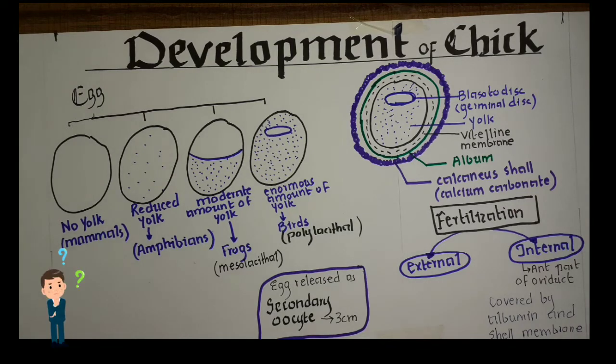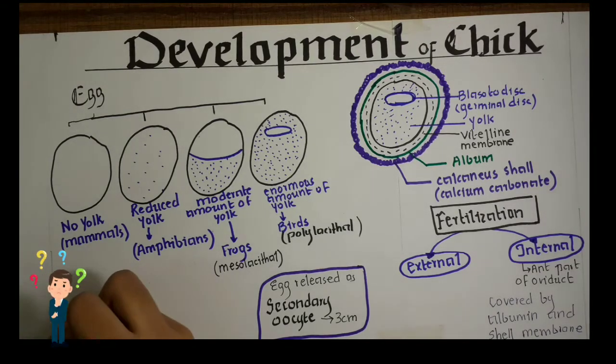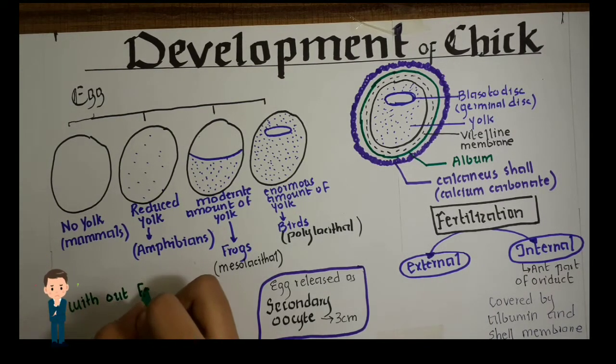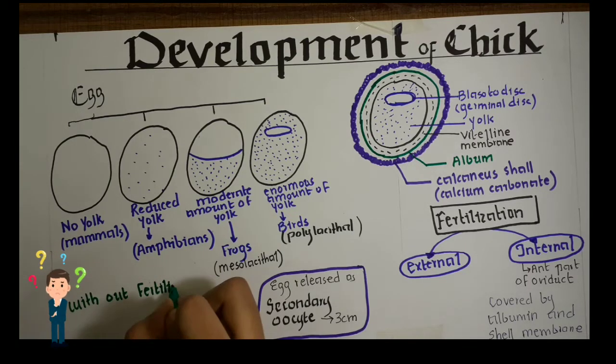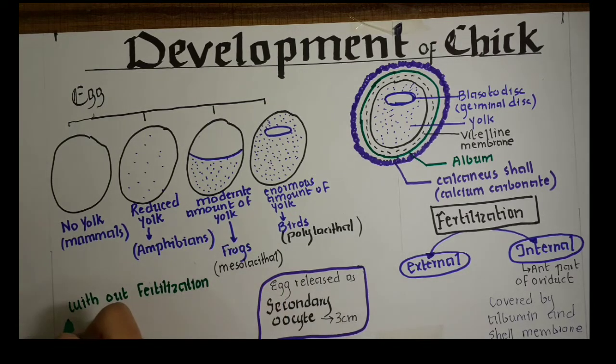And now the question that most commonly arises in our mind is: the egg we eat, is it fertilized or not? No, it is not fertilized at all. The egg which is not fertilized is laid out of the body but cannot develop into a chick at all. Only the egg which is fertilized will develop into a chick.